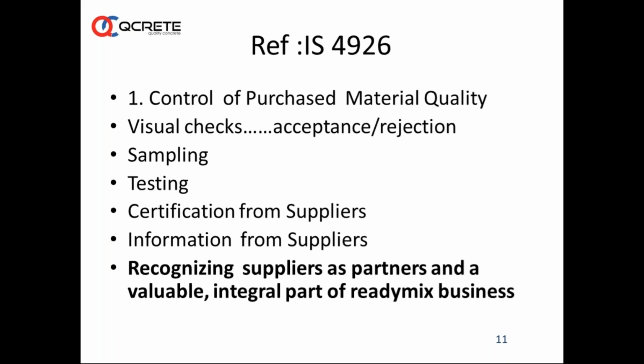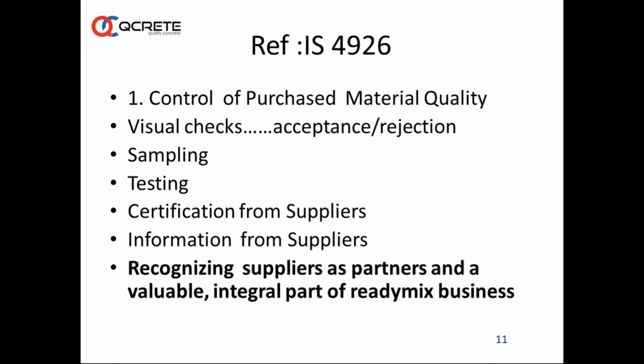Once we are in a ready-mix company, you need to have materials for production. So you have a purchase system, actually, and once you are finalized with the vendors or suppliers and you get some materials, you should give importance to visual checks, whether we have to accept or reject each truck which comes in. Then for each truck, or as per the frequency set, we have sampling and testing of the incoming materials.